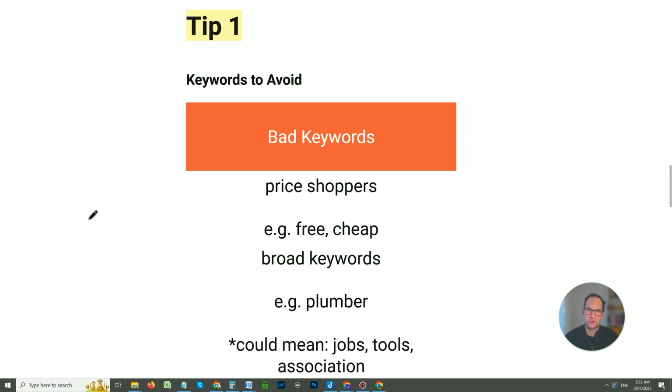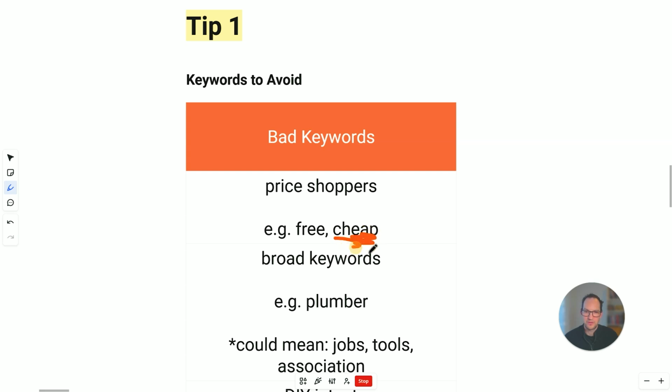First one is based around price shoppers. Words like free and cheap, you want to be avoiding those. You definitely don't want to be adding cheap as a keyword, cheap plumber, cheap whatever your service is, because you're just going to be encouraging price shoppers. And if you see these sort of keywords coming up in your search terms report, then you need to be blocking these out with negative keywords, which I will talk about a little bit later in this video.